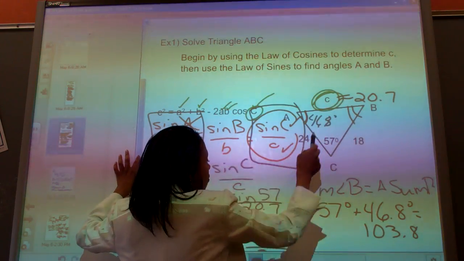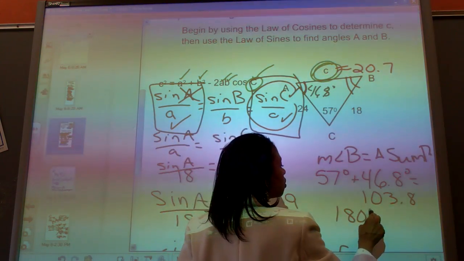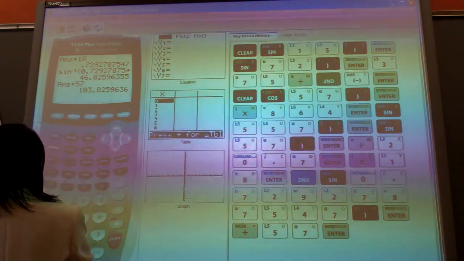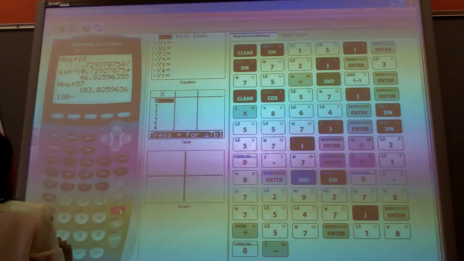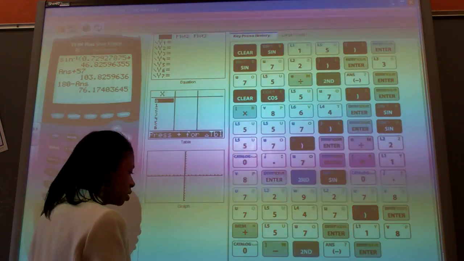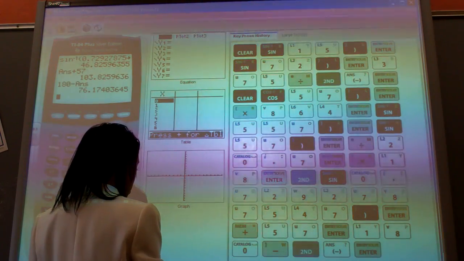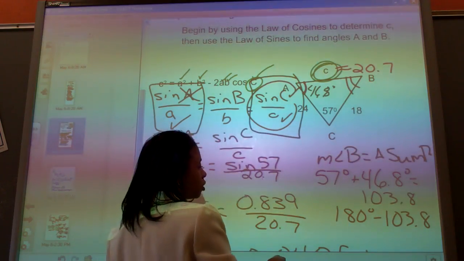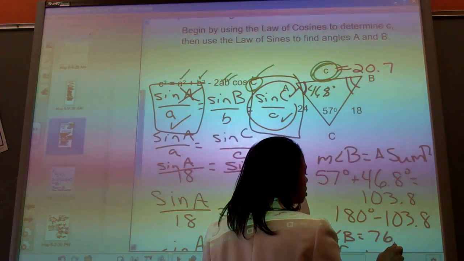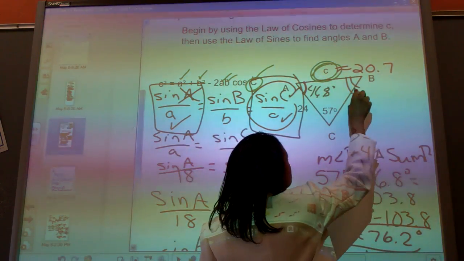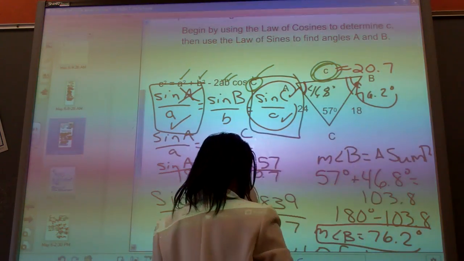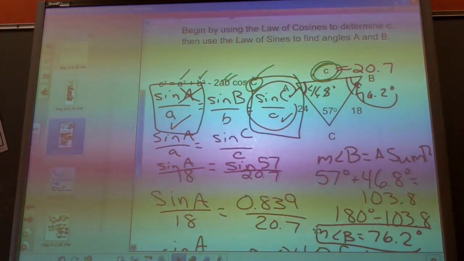To find B, I'm just going to subtract 180 degrees minus that 103 and 8/10, and it'll give you your answer. So 180 minus my last answer leaves me with 76 and 2/10 degrees. All right, so the measure of angle B is equal to 76 and 2/10 degrees. You can just put that up there. And there's the law of cosines and sines mixed together.